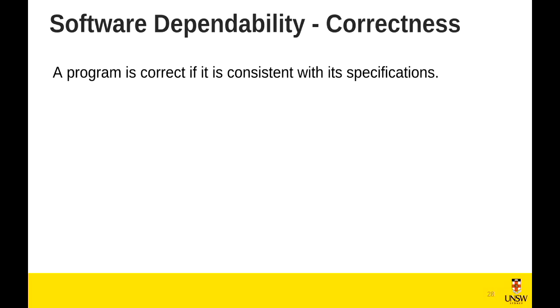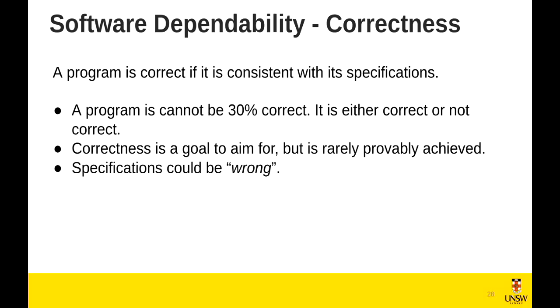So the first property, correctness. A program is correct if it is consistent with its specifications. And there are some restrictions with the definition of correctness. So a program cannot be 30% correct. It is either correct or not correct. So correctness is normally a goal to aim for, but it is rarely provably achievable.